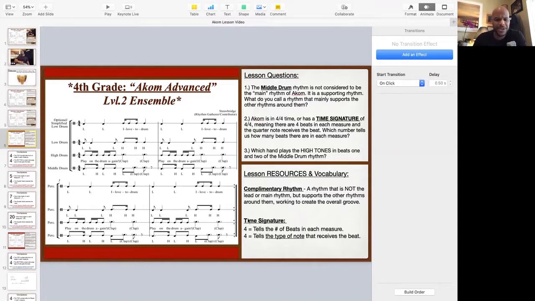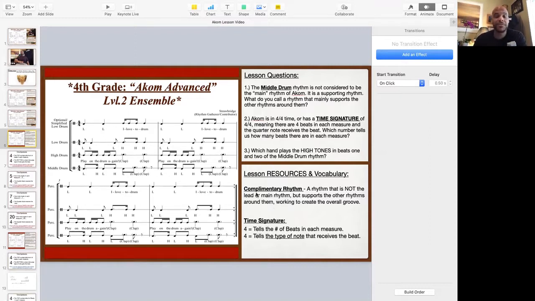We'll talk about time signatures in a little bit. But first, let's talk about this middle drum rhythm because, like I said before, it's not the main rhythm of Akom. The main rhythm of Akom is the low drum part. Low, low, low, high, high, high, low, low, low, high, high, low, low. I love the drum. The middle drum is a supporting rhythm.